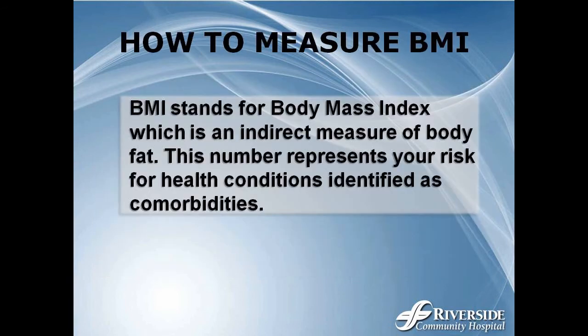Obesity is measured by a formula called BMI. BMI stands for Body Mass Index, which is an indirect measure of body fat. This number represents your risk for health conditions identified as comorbidities. Comorbidities are medical conditions that are caused by, or related to another condition.